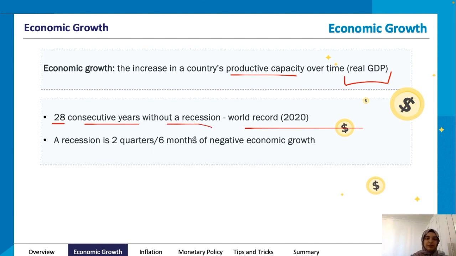without a recession. And a lot of the countries actually couldn't get this because of the GFC, where a lot of countries fell into recession, but Australia was able to save itself through stimulus packages that were introduced at the time to encourage people to go out and spend. A recession is 2 quarters or 6 months of negative economic growth. So that's a definition of a recession. Make sure you do understand that.